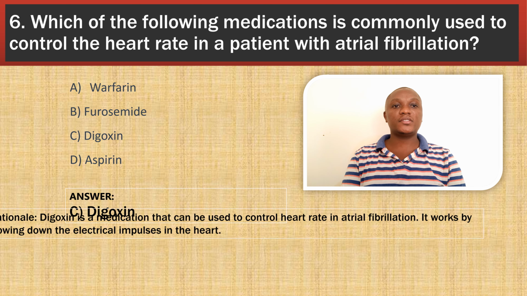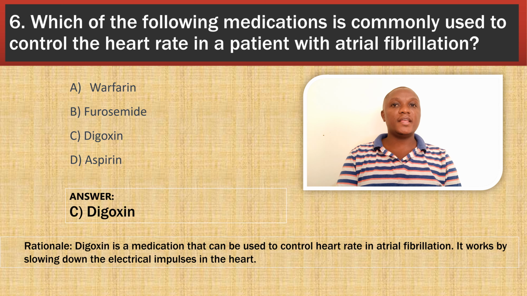Well, the correct answer is C. Digoxin. Digoxin is a medication that can be used to control heart rate in atrial fibrillation. It works by slowing down the electrical impulses in the heart.